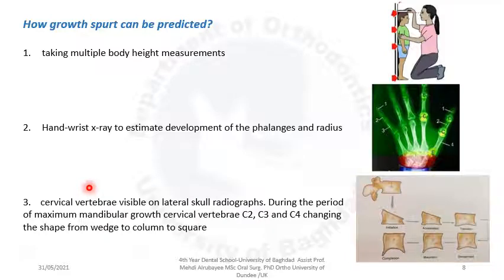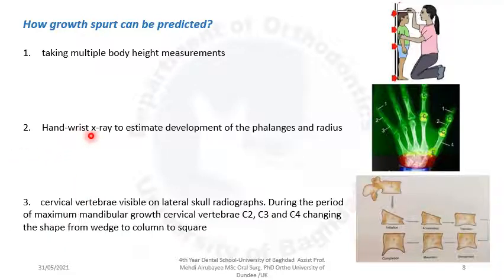How can growth spurt be predicted? There are three methods for prediction of growth spurt. First of all is by regular measurement of body height. Because during the growth spurt, if there is an acceleration in the increase in body height, this means that the individual is passing through his or her growth spurt.